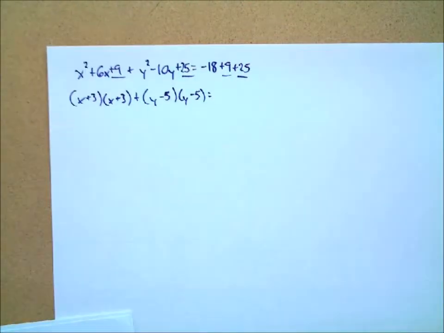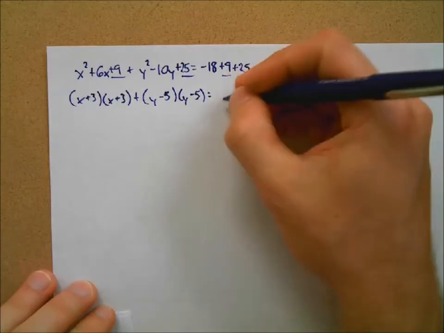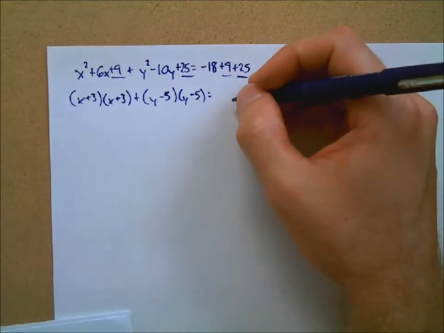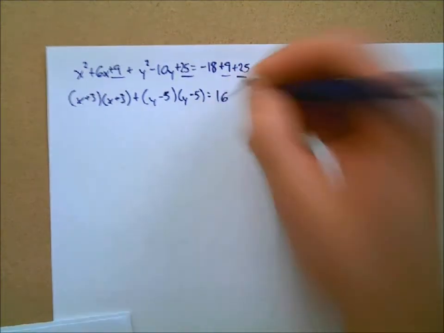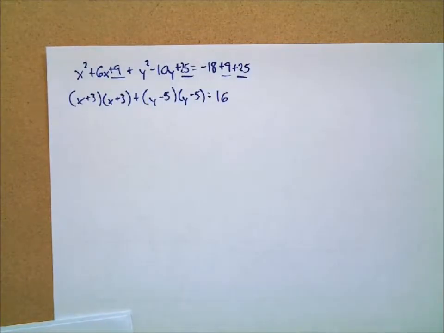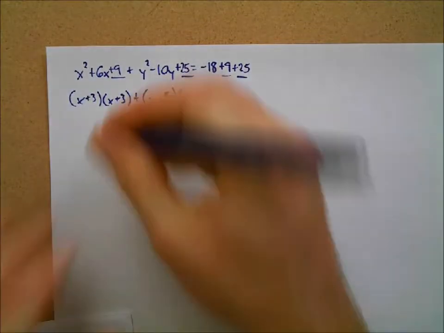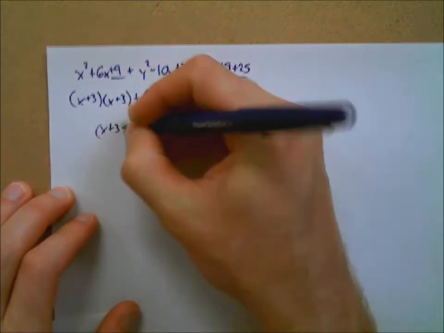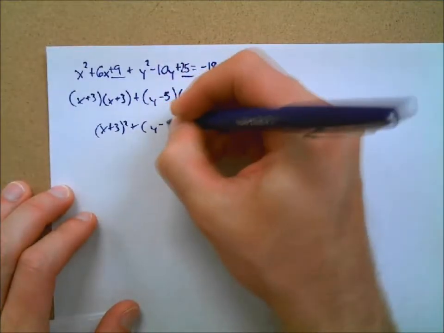And so we get what? 16? Did I add that up right? And so I can finally, since it's x plus 3 times x plus 3, it's x plus 3 squared. And since it's y minus 5 times y minus 5, I can say y minus 5 squared. That's 16.